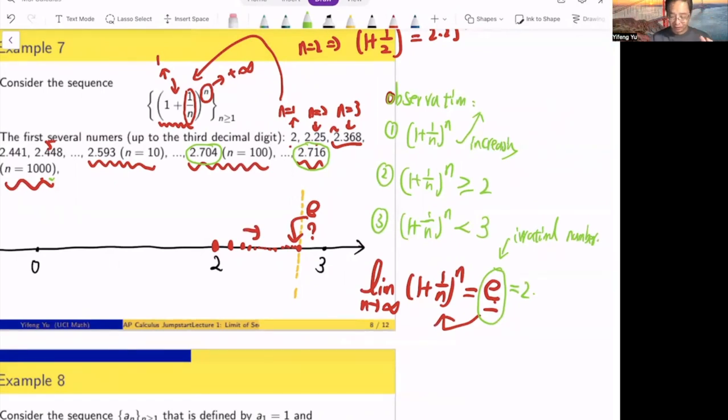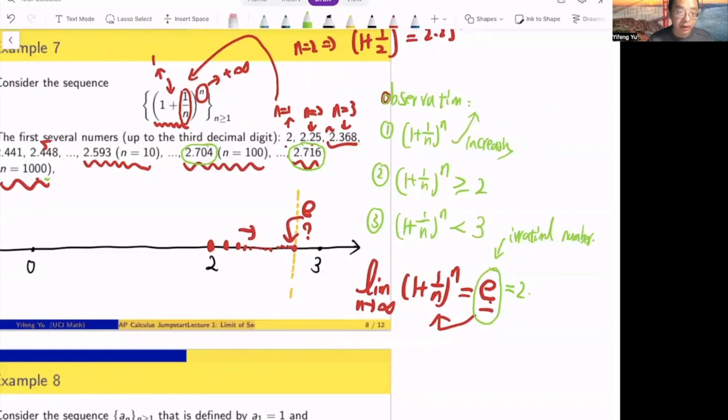It is not repeating, right? Okay, so it's like 2.718281828. It's not repeating. So this is the base of the natural logarithm. All right, so keep this in mind. What is the base of the natural logarithm? It's the limit of this sequence, 1 plus 1 over n to the power n. The limit of the sequence is the base of natural logarithm. So this is one of the most important limits in calculus.